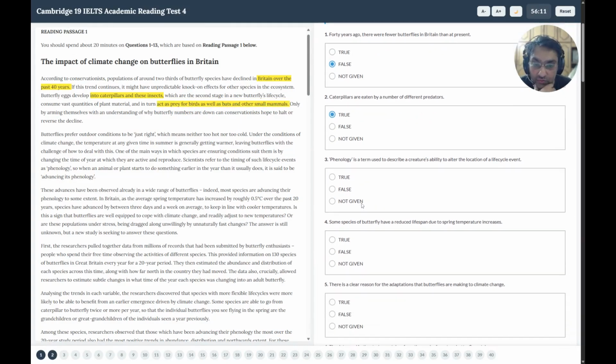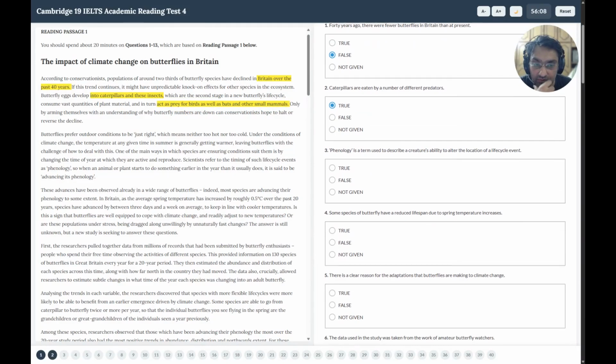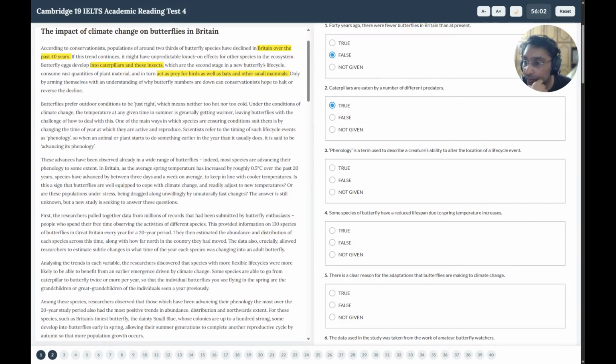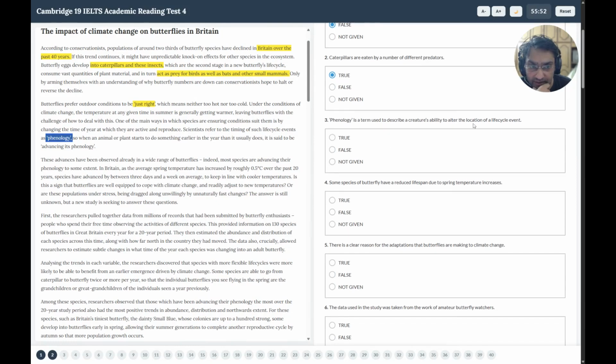So this is true. Next: Phenology is a term used to describe a creature's ability to alter the location of a life cycle event. Let's have a look at where it says phenology. This seems to be good enough. Phenology is a term used to describe a creature's ability to alter the location of a life cycle event.